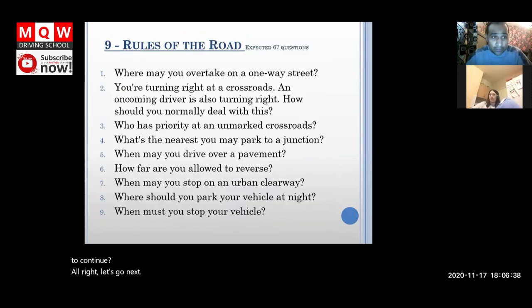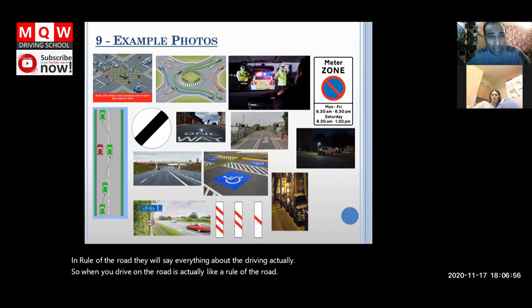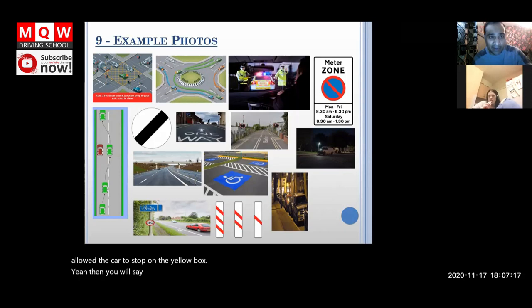Now, rules of the road. In rules of the road, they will ask everything about driving. When you drive on the road, it's about the rules of the road. So, number one picture, they will ask: are you allowed to stand the car in the yellow box painted on the floor? Your answer will be no. Then they will ask on what conditions you are allowed to stop the car on the yellow box. Then you will say, okay, if I'm turning right and my right turn is clear. For example, on the street where you're going, there's no car there.